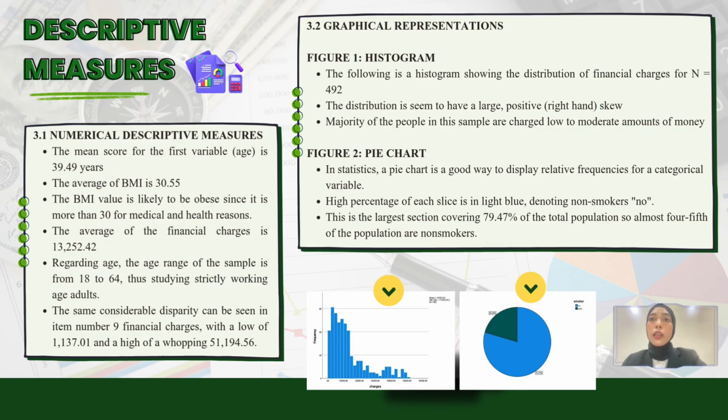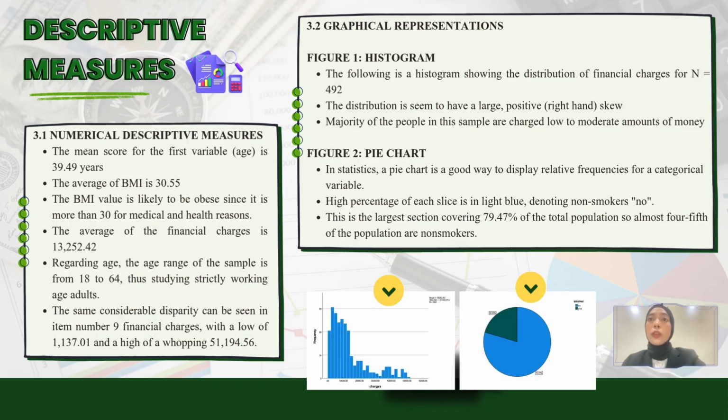For Figure 1, which is the histogram, the graph is skewed to the right. You can see a big cluster of tall blue bars on the left side. They show that most people only pay low costs, between 0 and 15,000. For Figure 2, our pie chart is about smokers. The chart shows a big difference. A huge part of the circle, 79.47%, shows people who do not smoke, but a smaller group of 20.53% are active smokers.